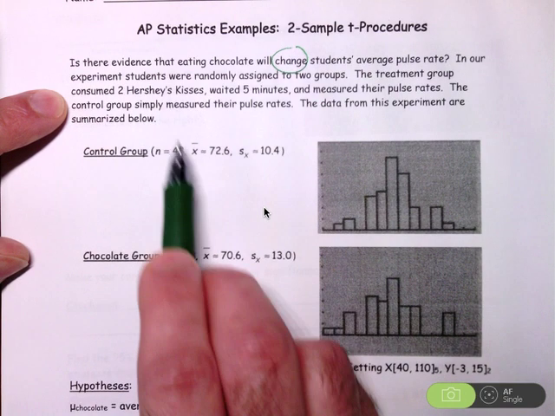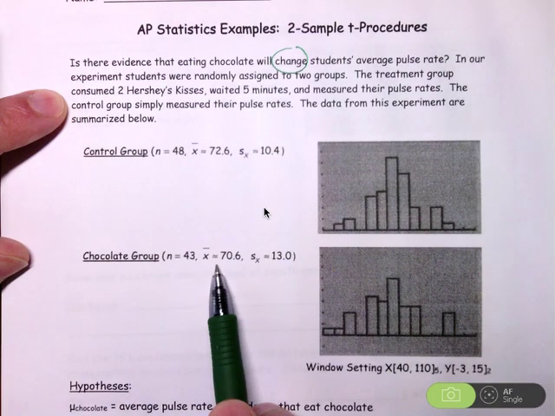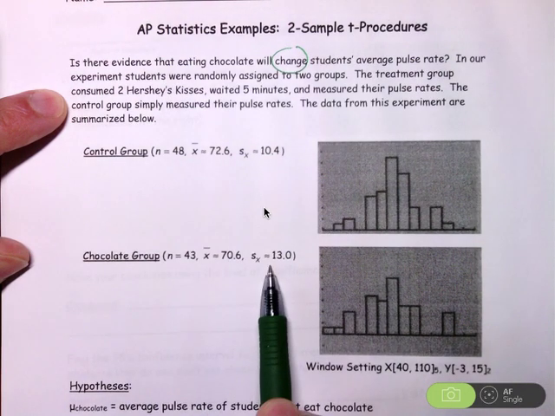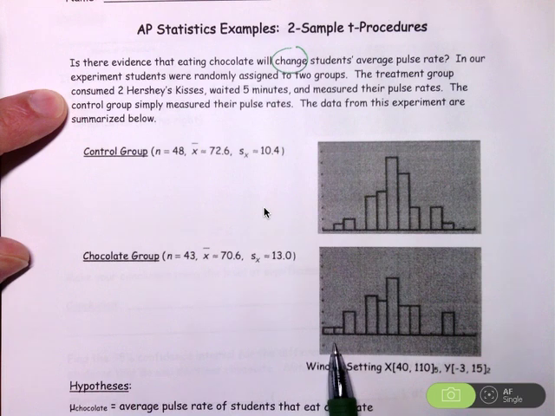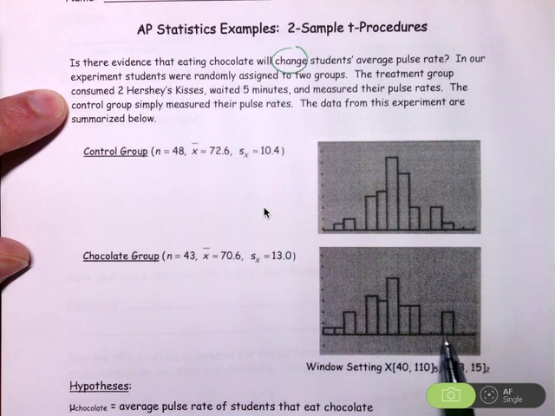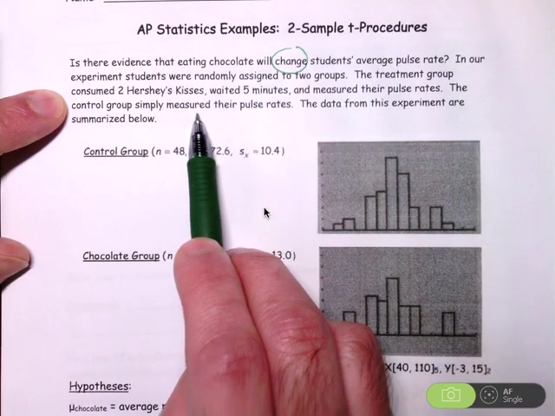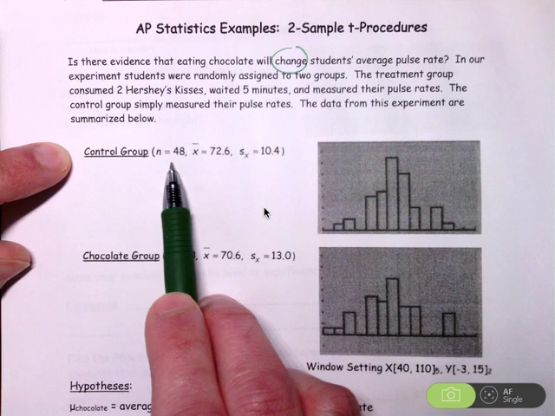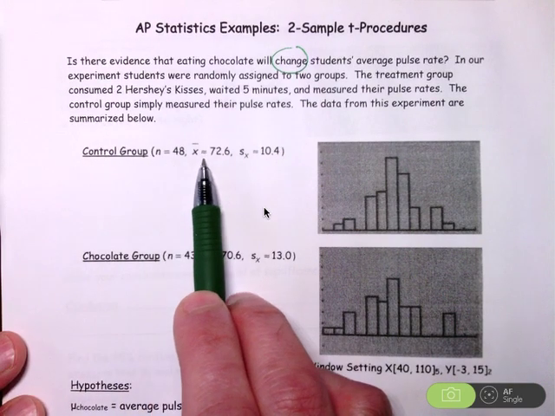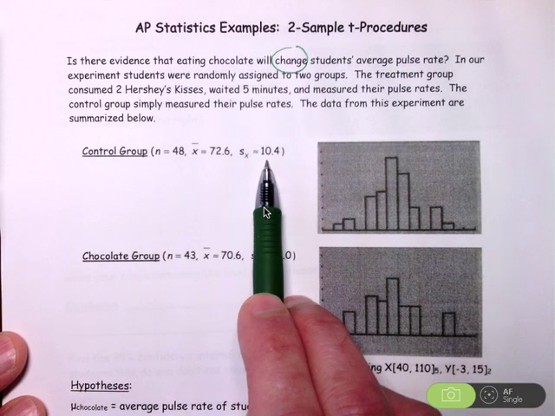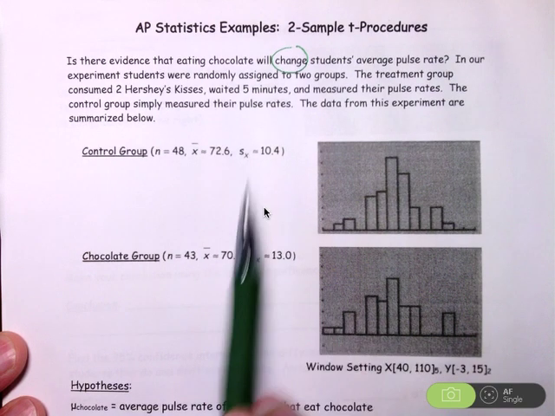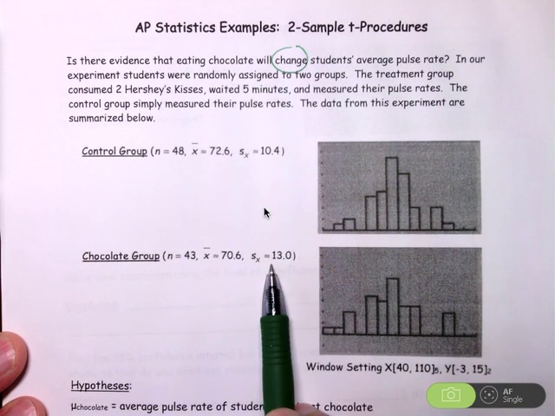So after they consumed the Hershey's Kisses and waited 5 minutes, this was their average pulse rate. This is the standard deviation. Here's a histogram of those pulse rates. So the lowest pulse rate was in the 40s and the highest rate was in the low 100s. So the control group simply measured their pulse rates. So this is the control group. So there were 48 students in the control group. Their average pulse rate was 72.6 and their standard deviation was 10.4. These are beats per minute, are the units for these sample means and sample standard deviations.